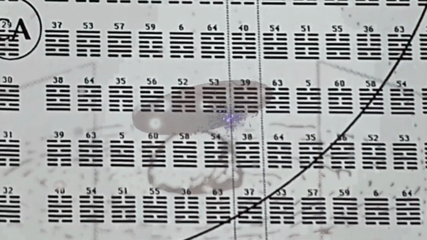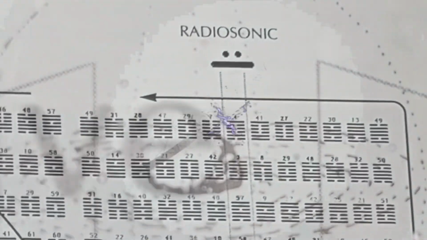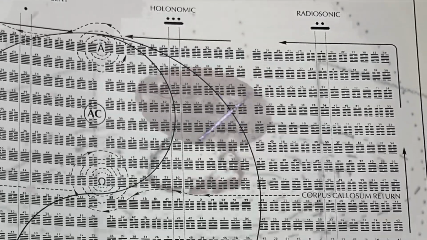5. Cosmopolitan Religious. 3, 1, 5, 5. Conservative. 6. Global Industrial. 4, 3, 4, 3. Retrogressive. 7. Radiosonic. 1, 8, 7, 8. Progressive. 8. Holonomic. 7, 7, 8, 8. Conservative.